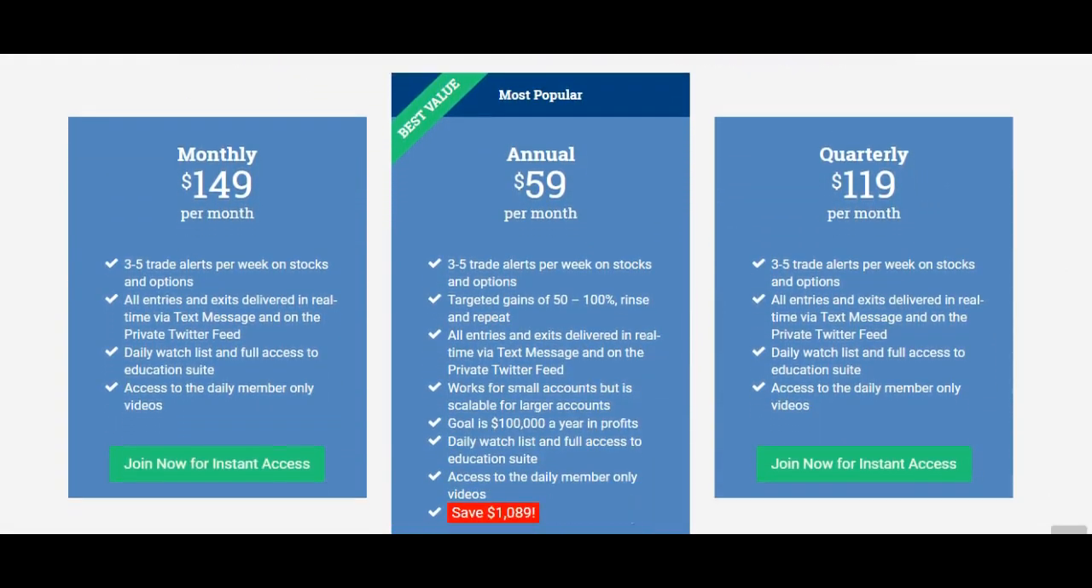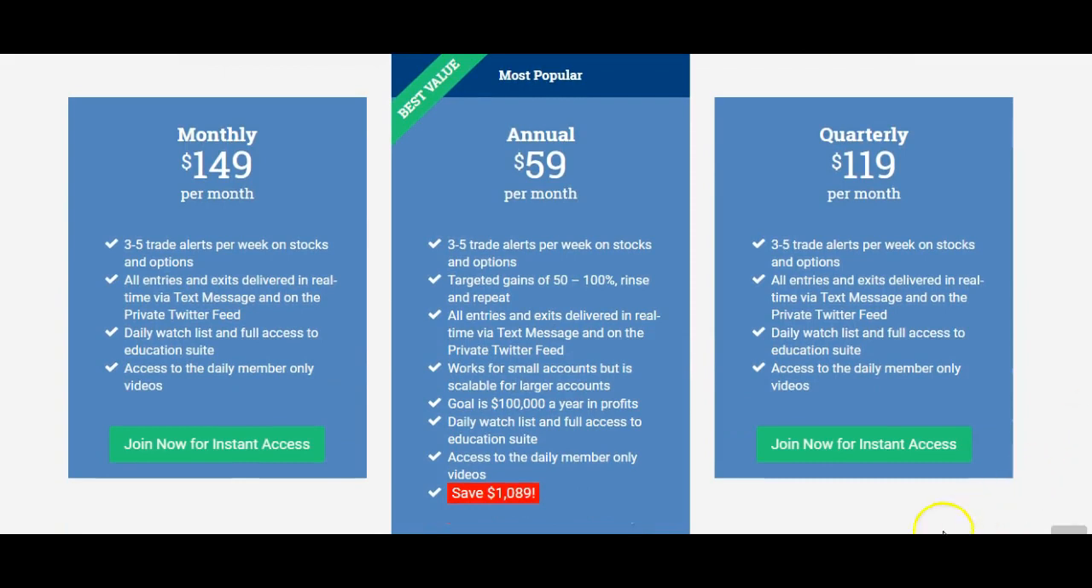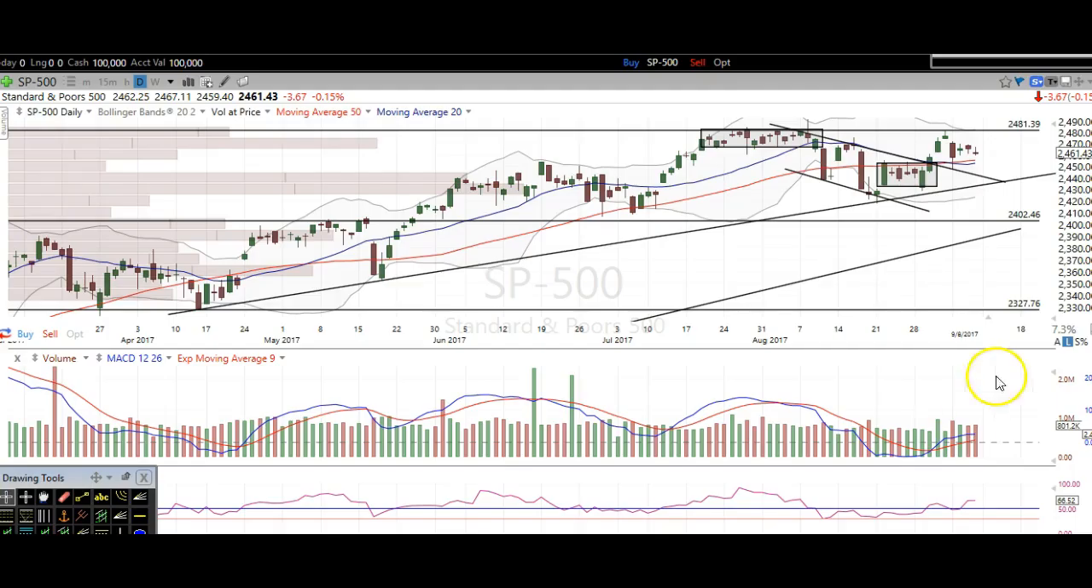All right, so let's take a look at this chart here. The S&P 500 is the first one we're going to take a look at. I've got a couple of things that I want to point out here. I know there's a lot of lines going on this chart, and I'm going to explain what every one of them means so you can get a good idea of what we're looking at.